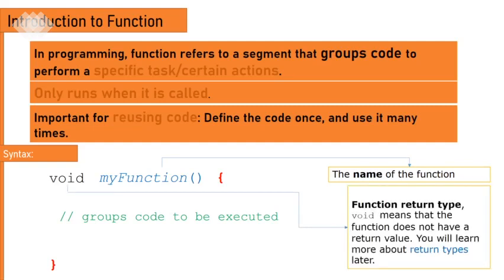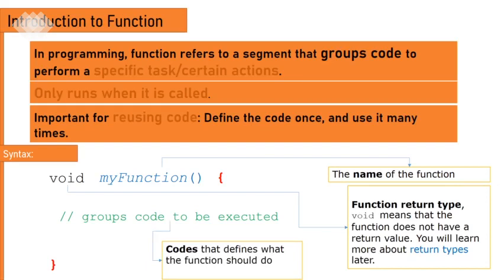Second, there will be a function return type. For example here, void means that the function does not have a return value. You will learn more about return types later in the second part of user-defined function. Okay?